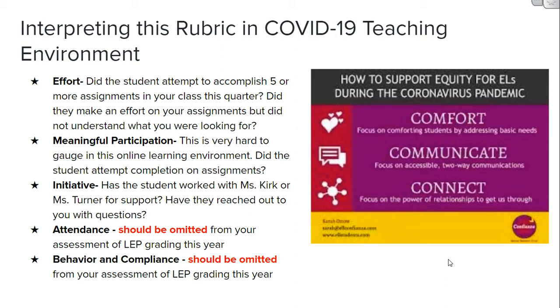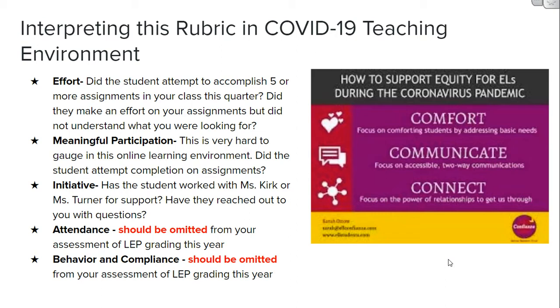Did they make an effort on your assignments but did not understand what you were looking for? Now, this is very common with ELs, and if you are thinking that maybe they should have understood your directions based on the accommodations or modifications you made, you can always check in with Danielle or I about whether that material was accessible to that child.